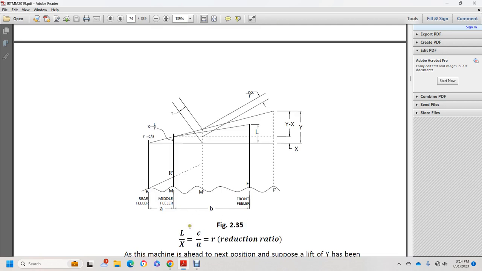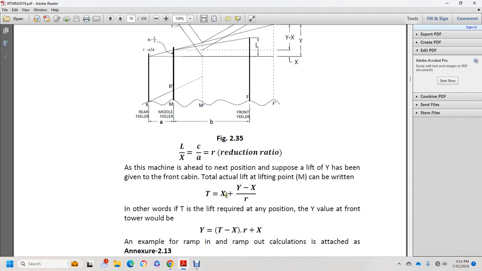Figure 5.32 shows L over X equals C over A over R, and shows the rear feeler, middle feeler and front feeler, A and B. If the machine moves ahead to the next position, suppose the lift Y has been given at the front tower, with the actual lift at the lift point M, then T equals X plus (Y minus X) over R. In other words, if T is required at any position, Y at the front tower should be Y equals (T minus X) times R plus X.